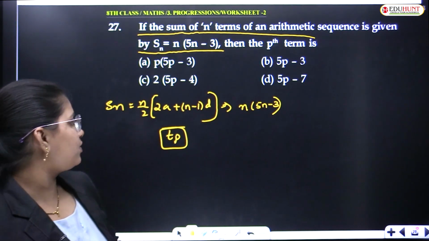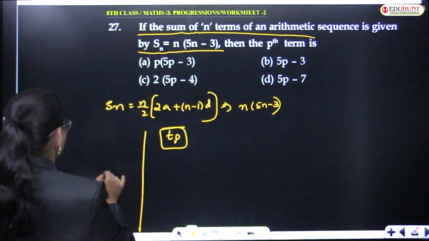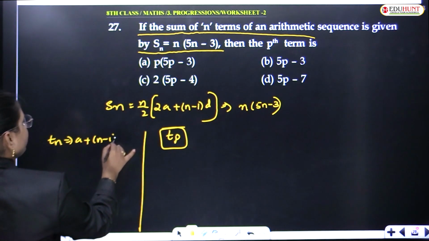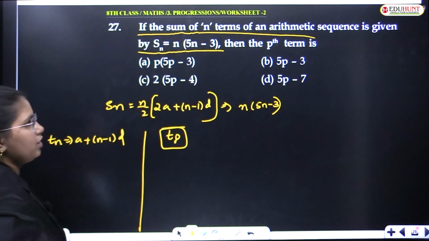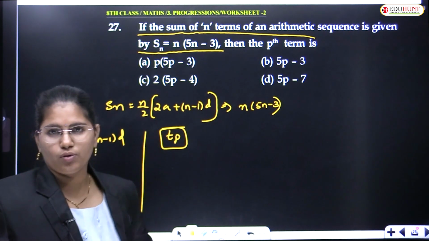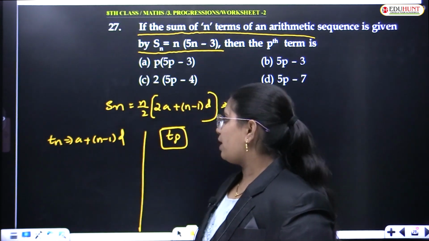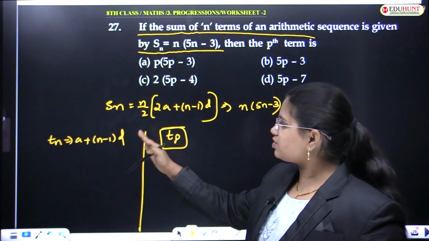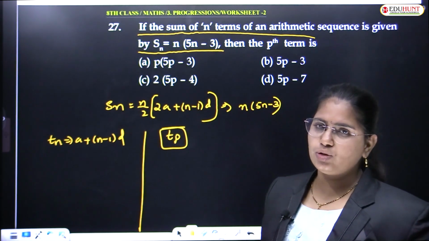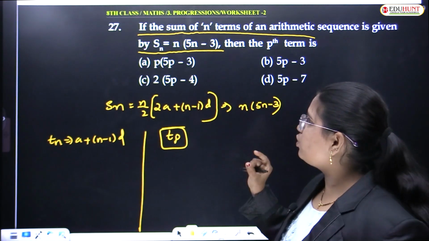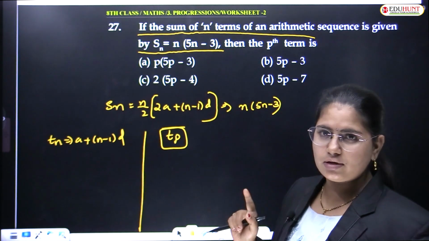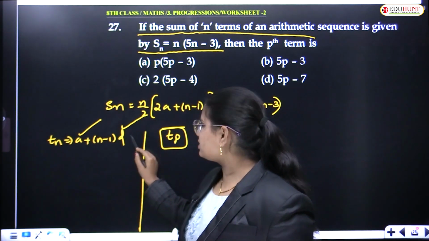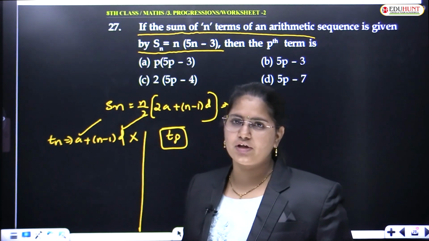So what is the formula of Tn? Tell me. How will you represent Tn? a plus n minus 1 into d. This is the formula of Tn. Correct? Yes or no? But in this problem, we do not have any terms. We don't know the value of the first term or the common difference. So in this case, we cannot find the value of Tn directly.